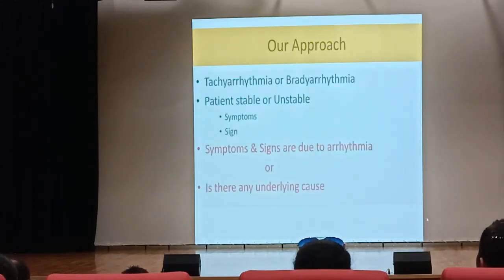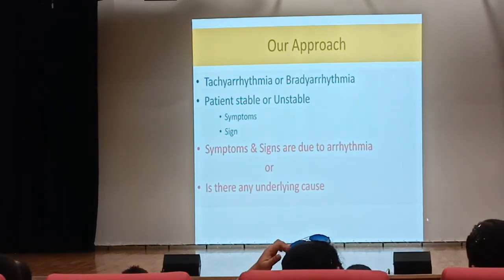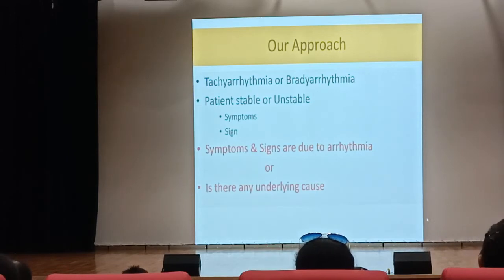So what we should do, whether it's a tachyarrhythmia or bradyarrhythmia, is look for whether the patient is stable or unstable. If signs are present, it means the patient is unstable. So we should try to stabilize the patient, and we should answer two questions: whether the symptoms and signs are due to the arrhythmia itself, or there is some other underlying cause.